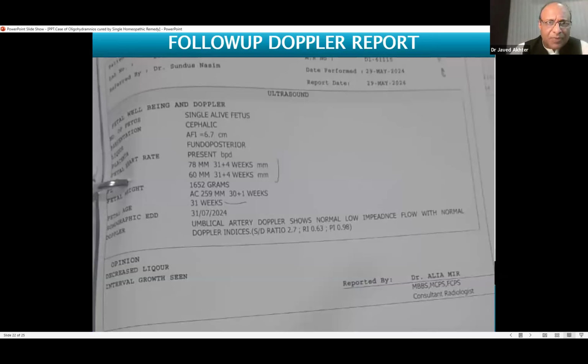Here it is mentioned: single live fetus, and on Doppler ultrasound, umbilical artery was normal. Everything was normal. Here it says, interval growth seen. Interval growth seen means that now the growth is normal. These are the terms used here. Interval growth seen on the 7th day after I got the ultrasound.